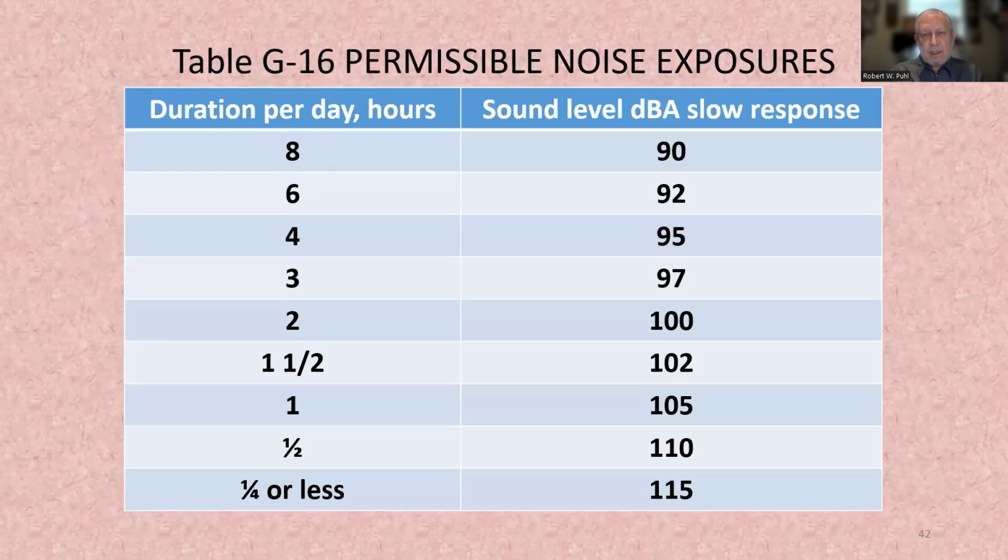So this is duration, the sound level, dBA, slow response. There's 90, over 8 hours, duration 8 hours, it's 90 decibels. Again, that was your criterion noise level. And then you can see for 6 hours, 92, 4 hours, 95, and for 1 hour, 105. People still have to wear hearing protection. You have to do engineering administrative controls or PPE.